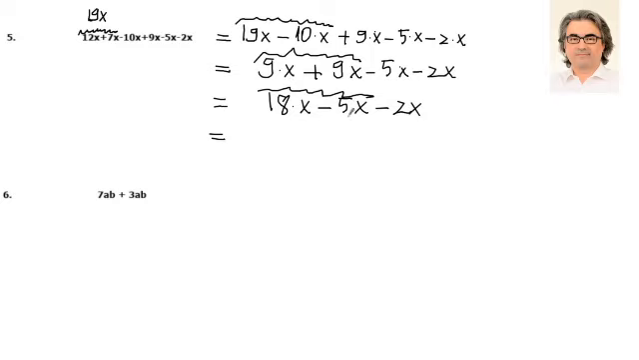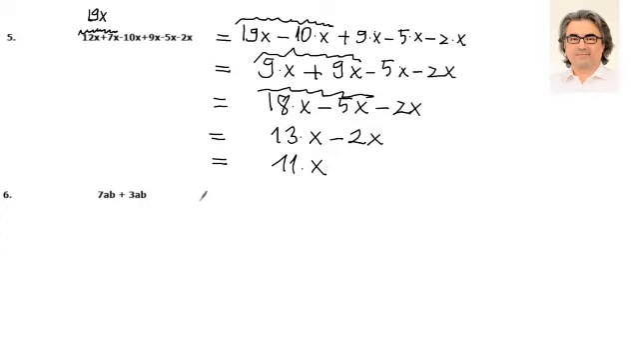18x minus 5x. 18 minus 5 is 13. It's 13 times x minus 2 times x. And finally, 13x minus 2x. 13 minus 2 is 11. So the final result is 11 times x.